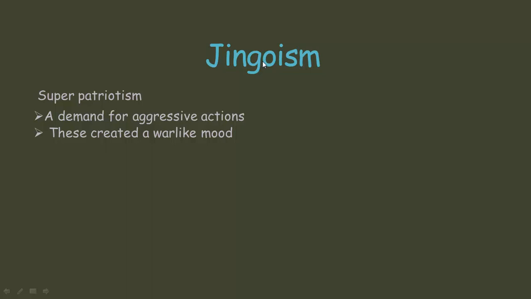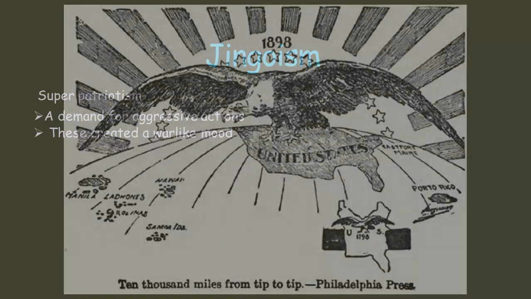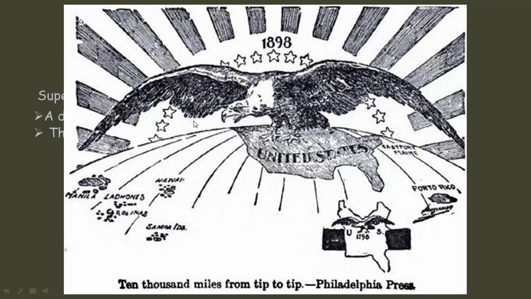Another cause was jingoism, and that is super patriotism or a form of aggressive nationalism. So what the jingoists said in America was, hey, we should get involved and help these Cuban people. So we're going to take aggressive actions, and it really created a warlike mood inside of America, and people were really clamoring and wanting the government to go to war, all right? This is what you'll see at the end of 1898 after the Spanish-American War. You have the American eagle spreading its wings all the way to Puerto Rico and Samoa and the Philippines and Hawaii, and you'll see that towards the end of the war.